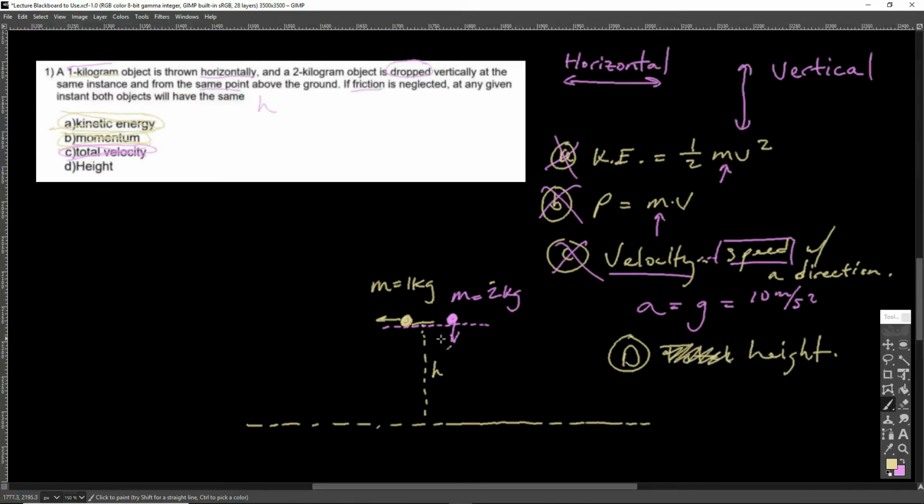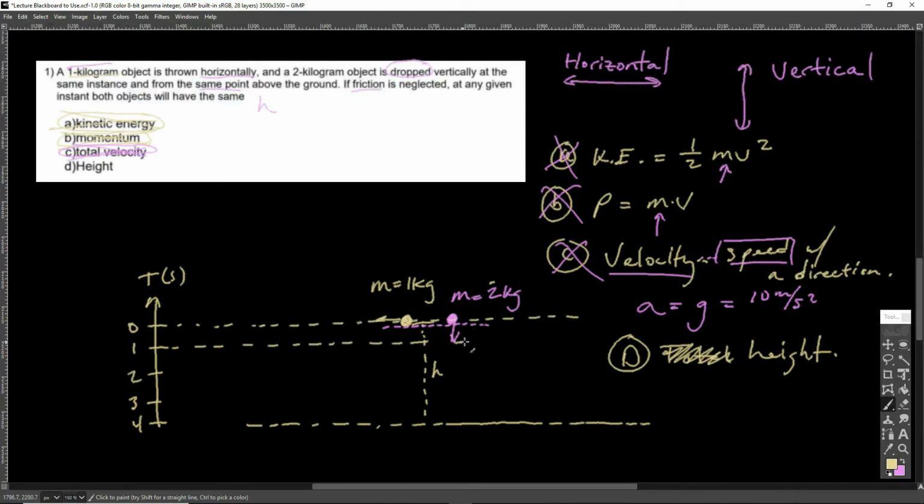So at any moment along its course, let's make a graph here of time. We'll make this 0 seconds, and we'll put this in seconds. 0 seconds, 1 second, 2 seconds, 3 seconds. Let's just say it hits the ground at 4 seconds. And I hope you're writing this down with me.